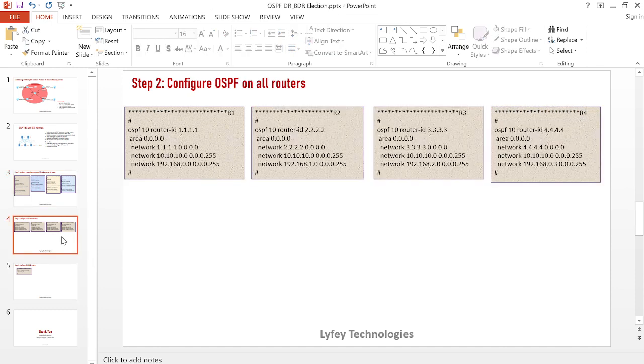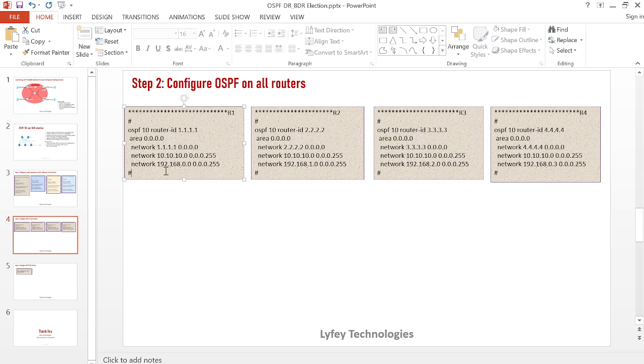The second part is to configure OSPF on all routers. So we need to create OSPF process 10. We are configuring the loopback 0 as the router ID. Remember, the router ID will also be used in the DR and BDR election. And once you've configured the router ID, we are creating area 0 and advertising the networks connected to the router. So we advertise the loopback interface and also the network going to the switch and also the one going to the PC.